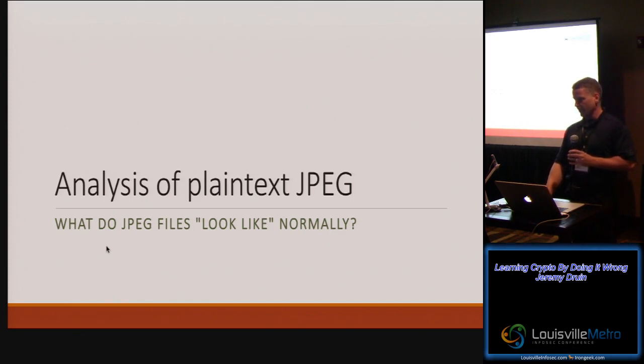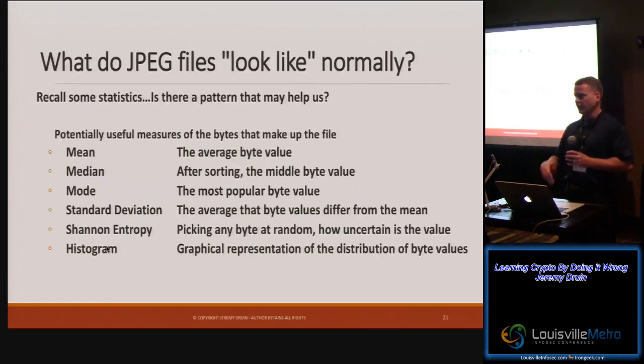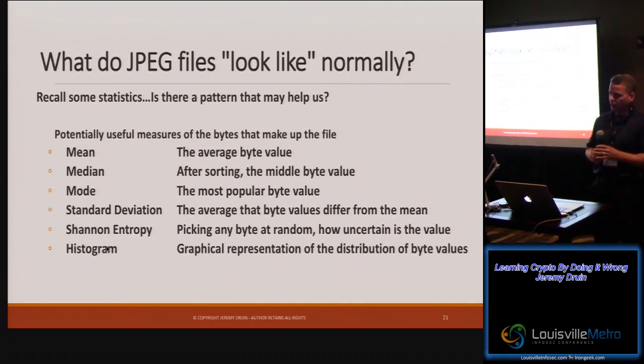So we'll start by looking at just plain text JPEGs. In other words, these are not encrypted. We just want to understand what a JPEG looks like. How would you know that byte 0 is the most popular byte in a JPEG unless you actually looked at some JPEGs?